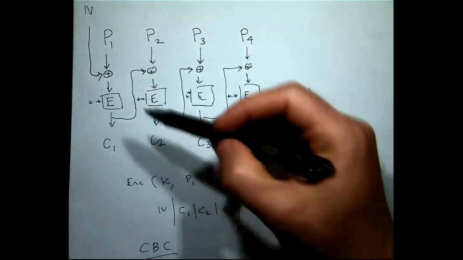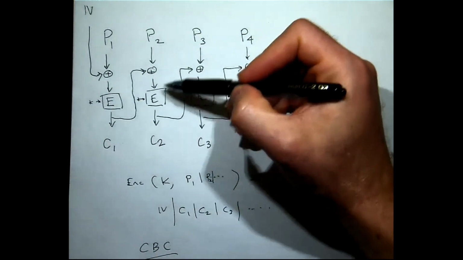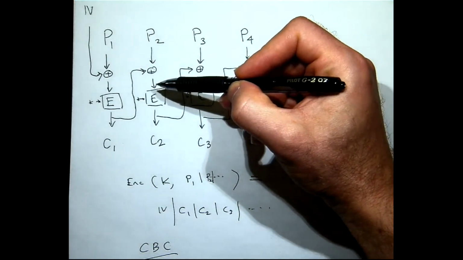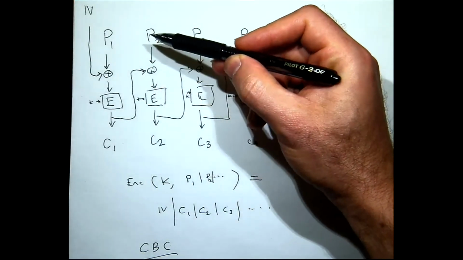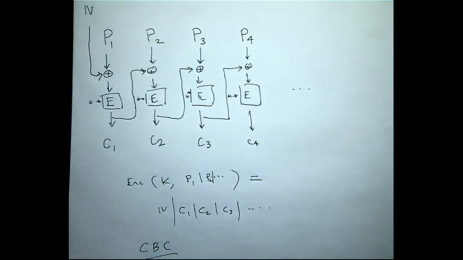And then they do the same thing to recover the rest of the blocks. So take C2, run it backward, run it through the decryption version of the block cipher, exclusive OR that with C1, and you'll get back P2. Okay, so this is decryptable.